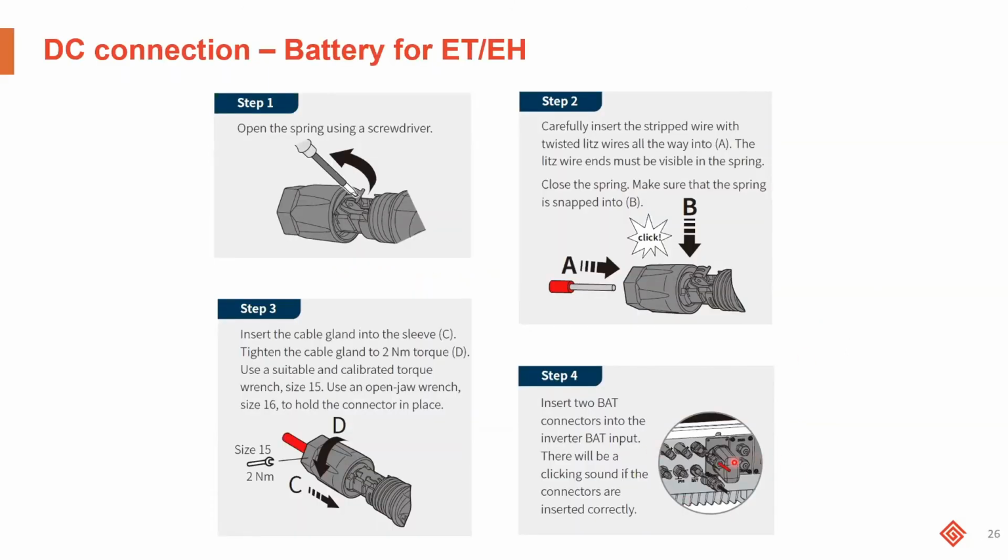And then once you've connected the Sunclix connectors onto the battery cables, then you connect them onto the battery terminals of the inverter. So with the ET and EH, we do supply 2 types of connectors. We use the MC4 connectors for the PV side and the Sunclix for the battery side. We differentiate them so there's no confusion, and to help with the identification of the cables when installing.